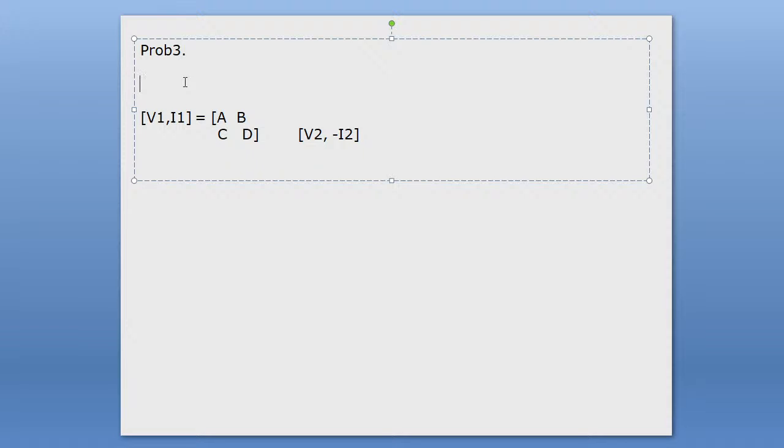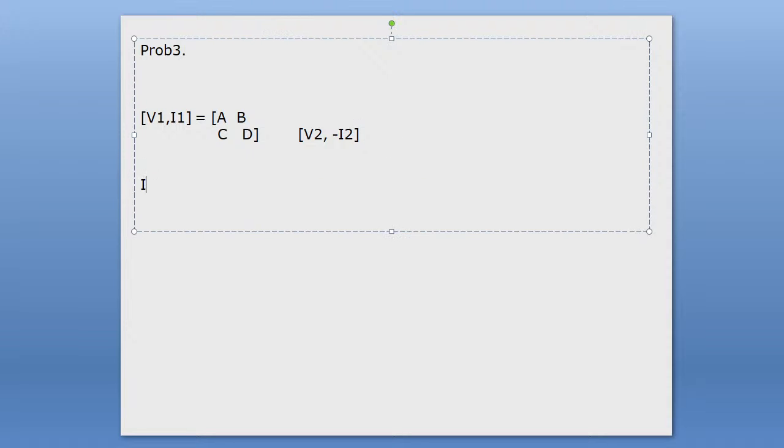A two-port network is represented by ABCD parameters. Now the question is: if port 2 is terminated by a load resistance RL, then what will be the value of input impedance? Calculate the value of input impedance.